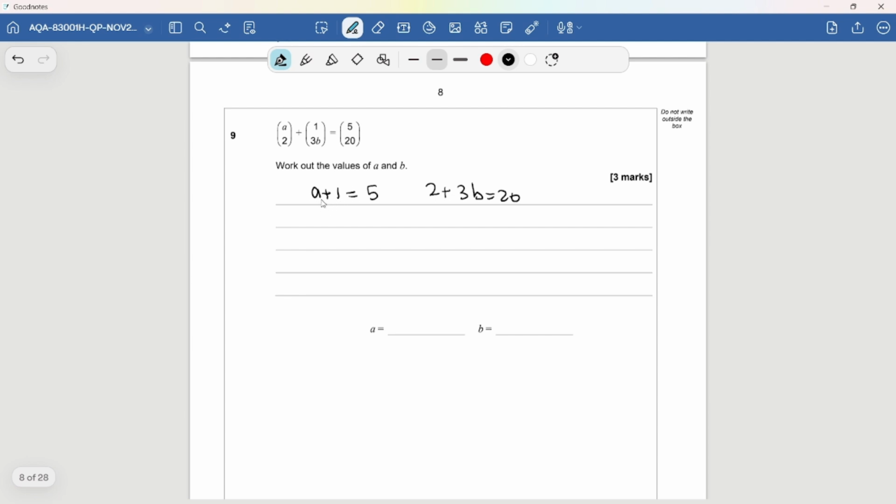Now what is a? If a plus 1 is 5, then a is 5 take away 1 to give you 4. If 2 plus 3b is 20, then 3b is 20 take away 2, which is 18. Then dividing by 3 on both sides, b is 18 over 3. 3 goes into 18 6 times. So the answer is a is 4 and b is 6.